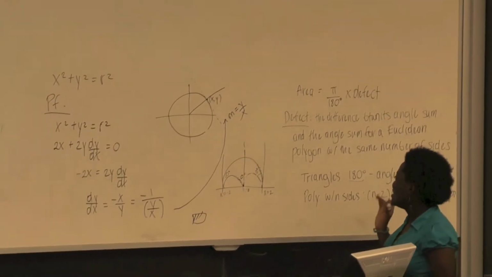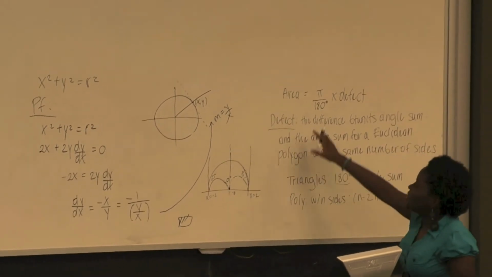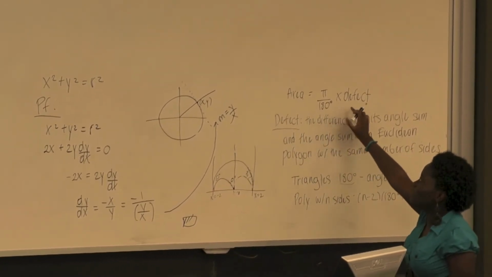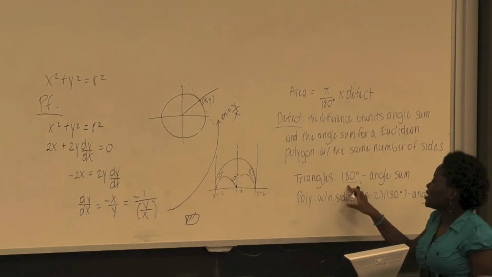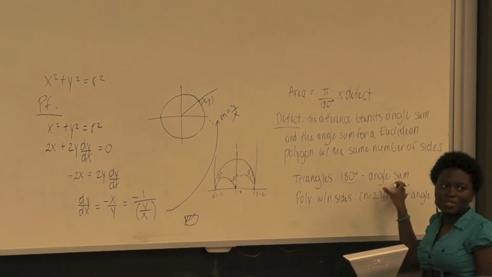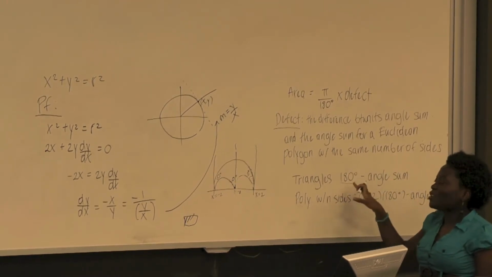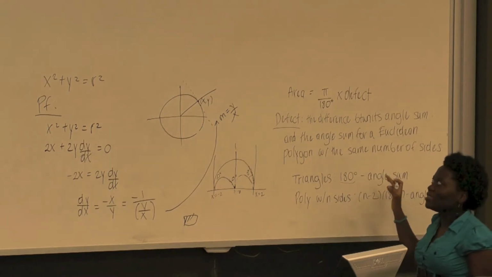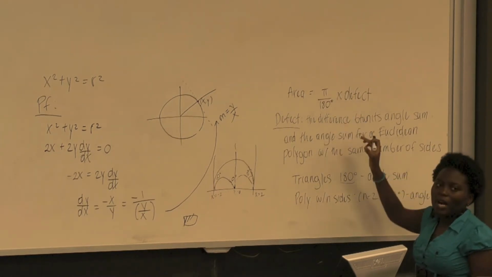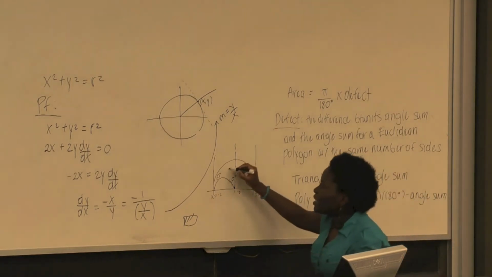So to find its area, you would come here, right? So you say pi over 180 times the defect, right? So the defect would be 180 degrees minus the angle sum, which would be 0 in this case. Right, so you say 180 minus 0, 180 times pi over 180, pi, right? So this has area pi.